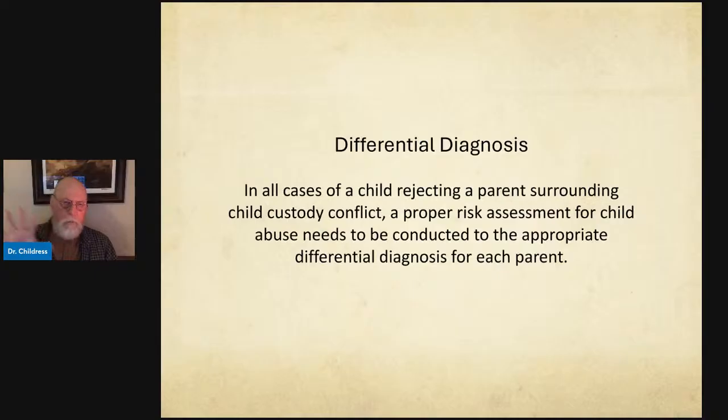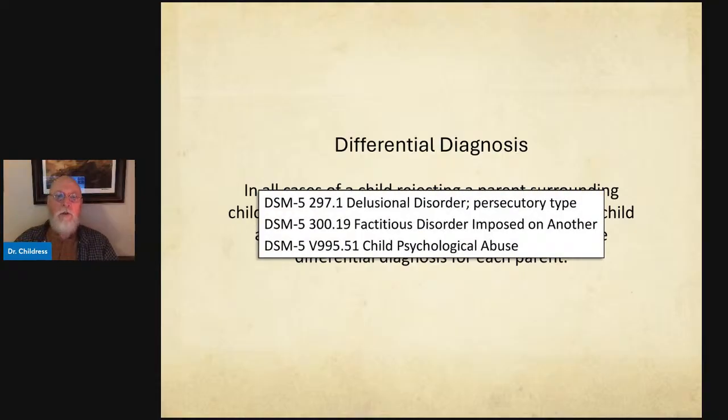In all cases of a child rejecting a parent surrounding child custody conflict, a proper risk assessment for child abuse needs to be conducted, with the appropriate differential diagnosis for each parent. So there's your statement. You can make that statement over and over again. We want a proper risk assessment for child abuse, with the appropriate differential diagnosis for each parent. So, what is that appropriate differential diagnosis?